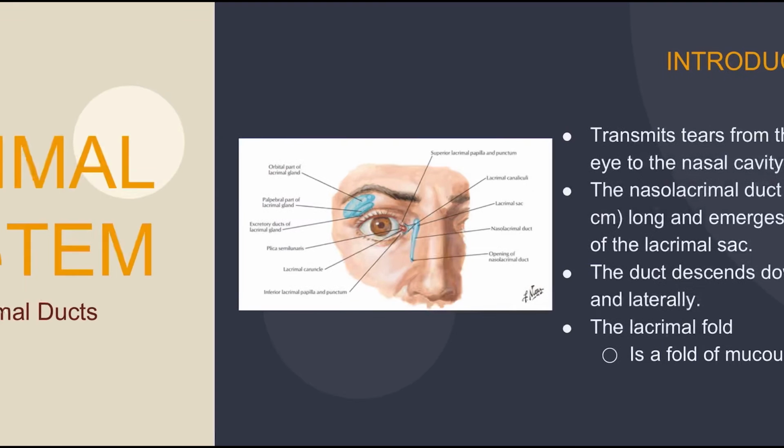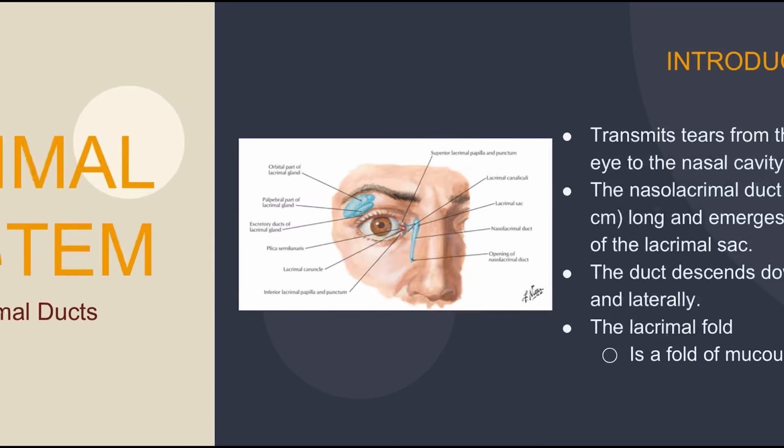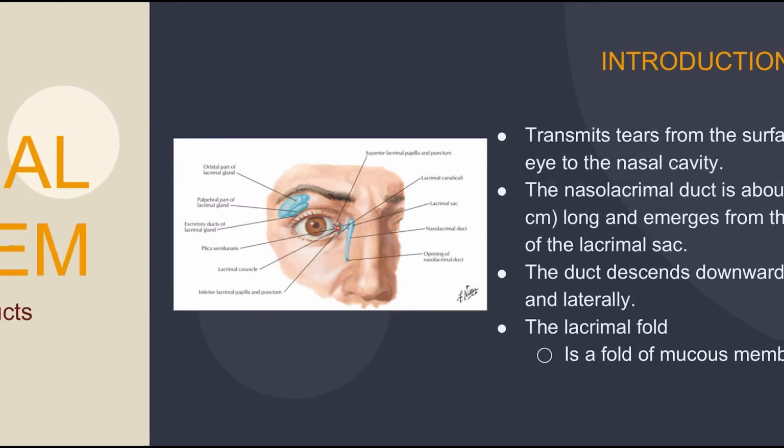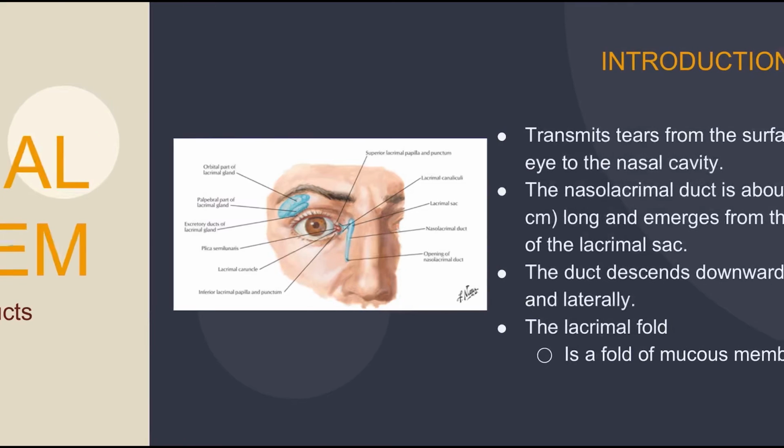In addition, in 90% of individuals, the lower and the upper canaliculi join proximal to the lacrimal sac, forming a single 3 to 5 mm long common canaliculus. For the remaining 10%, the canaliculi enter the lacrimal sac directly and independently.